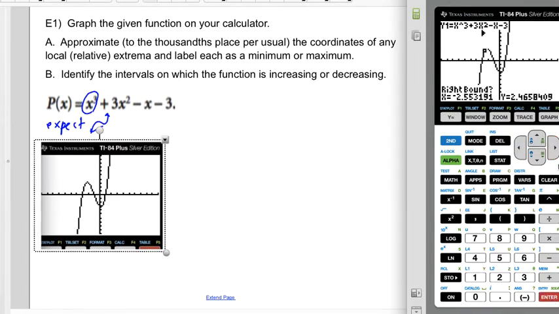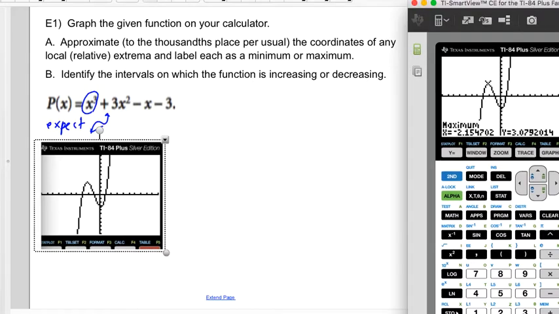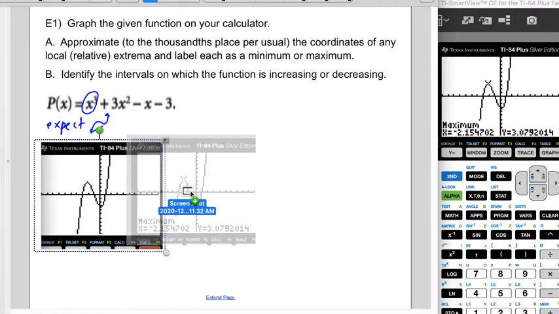Now I'm supposed to go to the right. I'm supposed to set a right boundary. So I pass that top point. I go a couple clicks to the right and hit enter. And then for guess, you can literally just hit enter. So here's my max value. And I'm going to go ahead and take a screenshot of that, and we'll deal with these in a sec. So there's my screenshot of my max value.